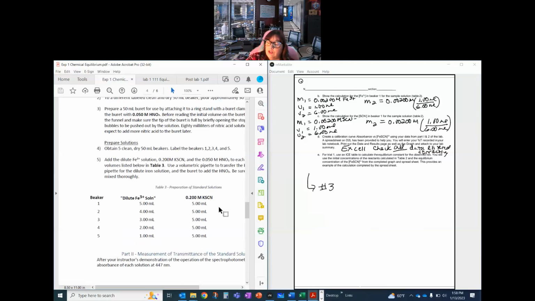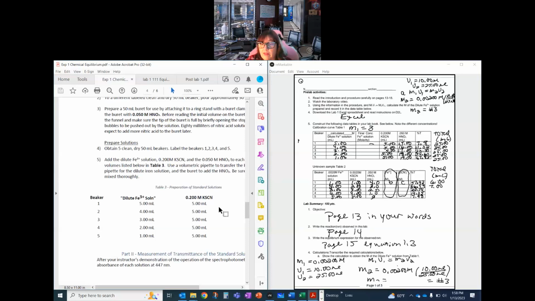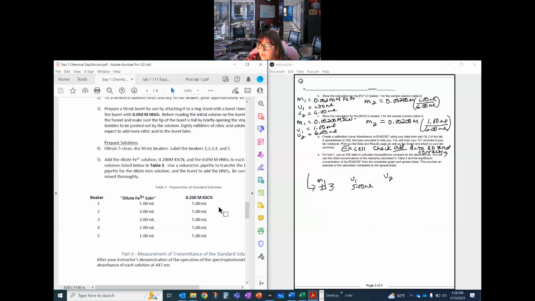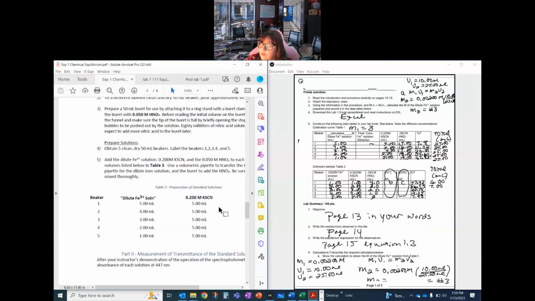So I used 5 mL for the first part. So if number 3 is M1, V1 is 5 mL, and V2 is the total that I made for that beaker. That's 25 mL. So M2, the value that I need to put in the table, is then going to be equal to the answer to number 3 times 5 milliliters divided by the total volume, which is 25 milliliters. And that is what I'm going to put in table 1 for the final concentration of Fe3+.